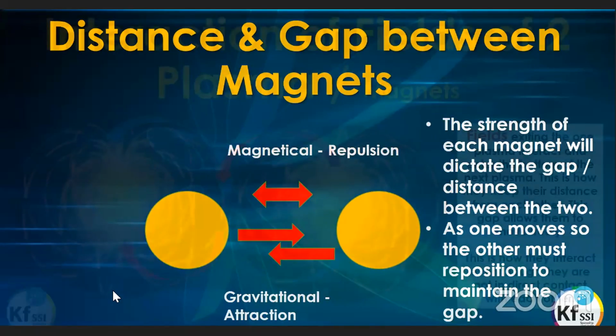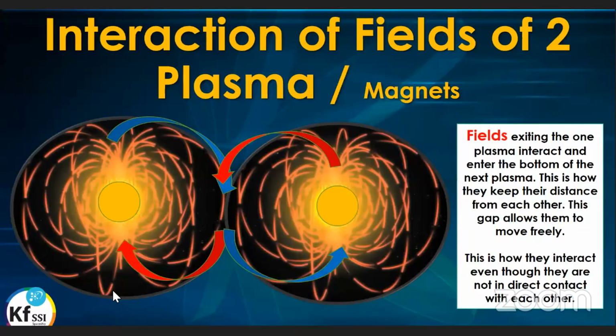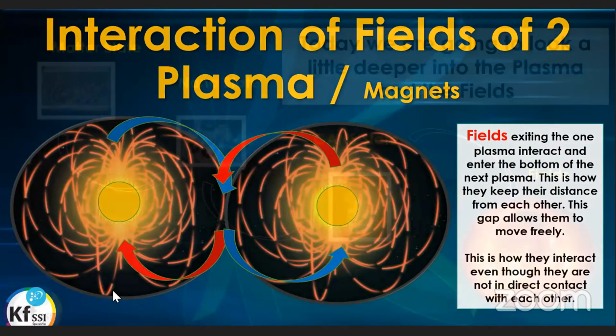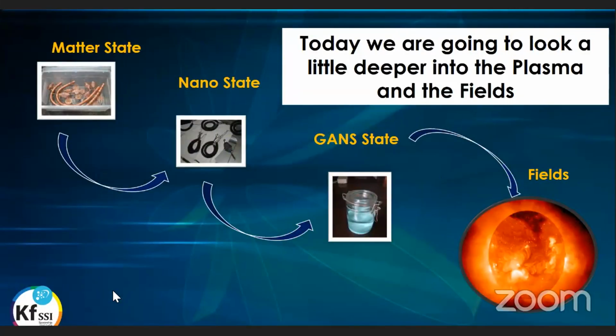And when we look at the interaction of the fields between the two magnets, or two plasmas as they're referred to, the fields exiting the one interact with and enter the bottom of the next plasma, and this is how they keep their distance from each other and keep that gap. It's how they interact with each other even though they're not in direct contact. And we had brought to you the understanding that from the matter state we go into the nano, and we showed you a bit of the Gans. So today we're going to look a little bit deeper into what we term the plasma and the fields that make up the plasma.